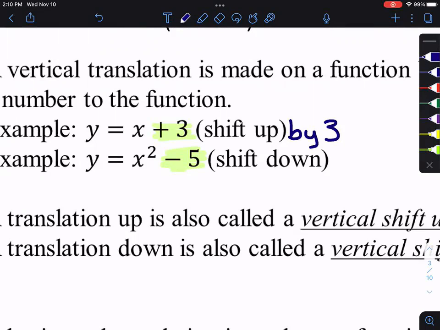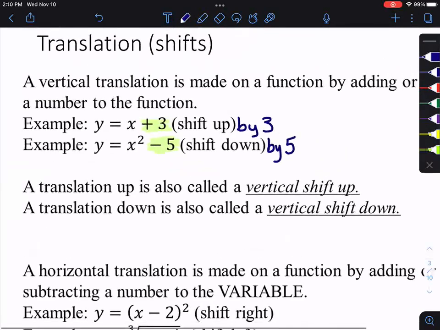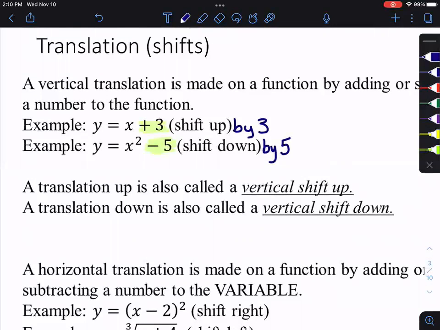The second one is a parabola, x squared, so it's a quadratic. The -5 out at the end would shift that parent function down by 5. Our translation up could also be called a vertical shift up. The translation down could be called a vertical shift down. So up and down movements are vertical movements. Shifts and translations are used interchangeably. So anytime you have a parent function with a number out at the end, it's going to be a vertical shift moving up or down.